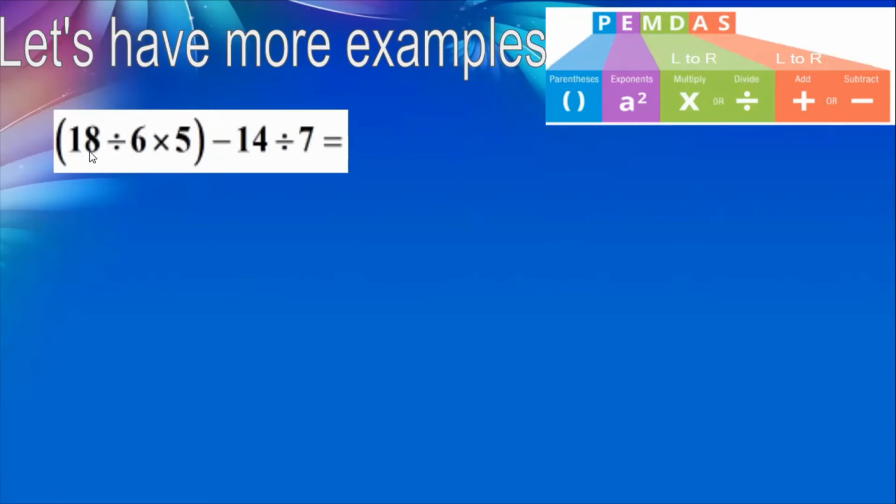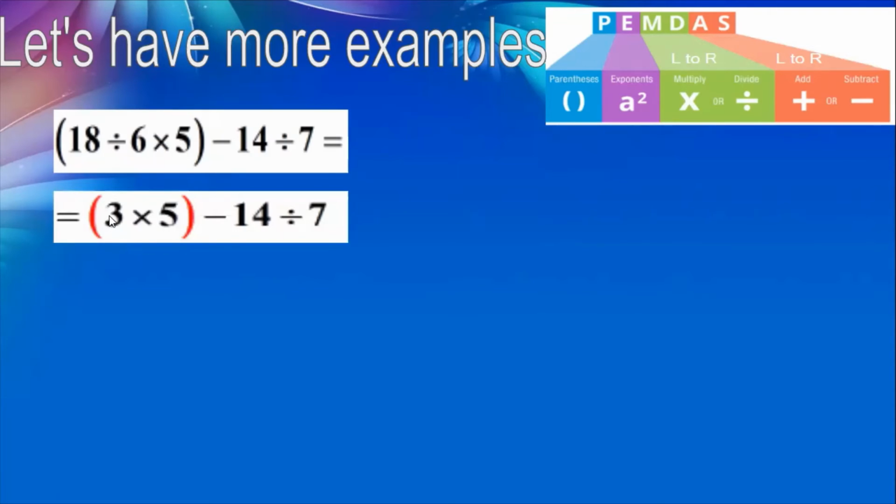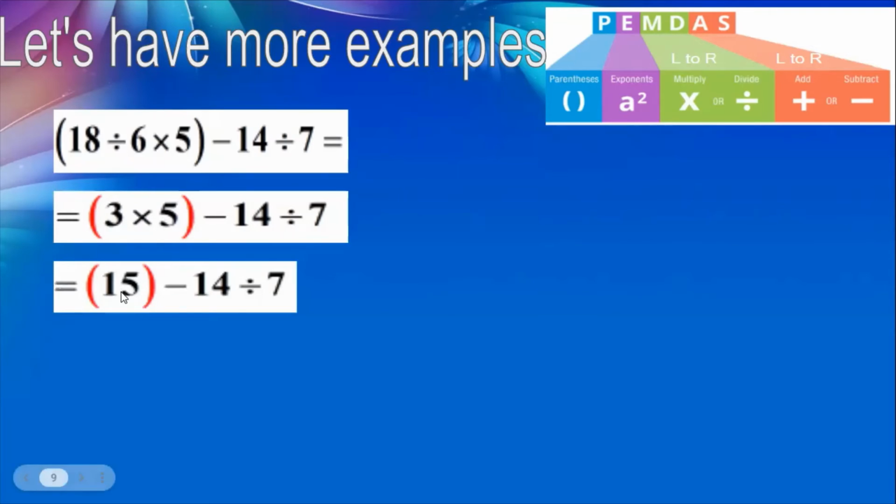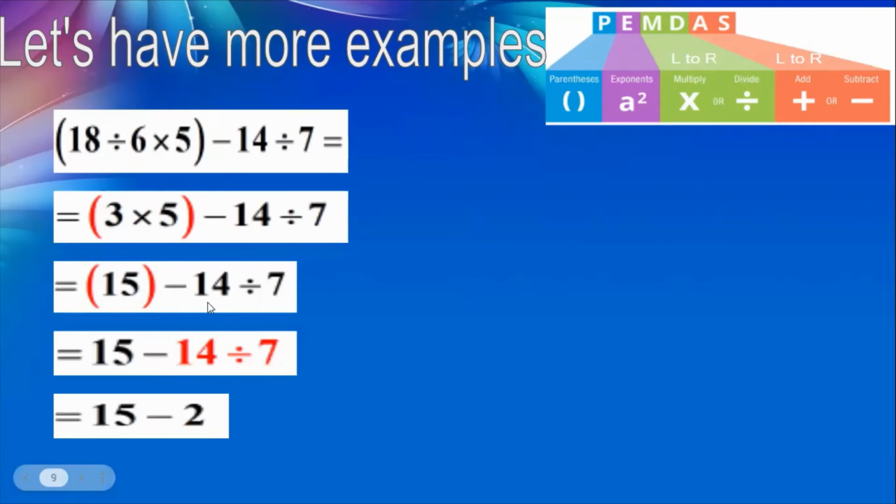So let's start with 18 divided by 6. 18 divided by 6, that is 3. Then 3 times 5, that is 15. So we arrive at one single answer. Then let us remove our brackets. Now, let us bring down 14, bring down the divide, and bring down 7. Now we have here 15 minus 14 divided by 7.